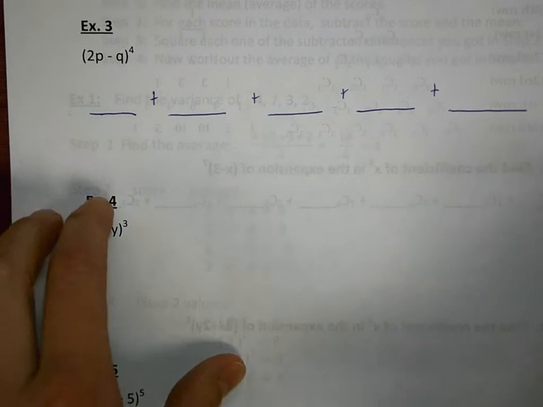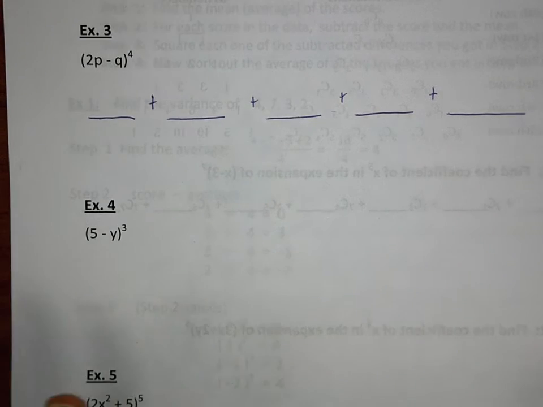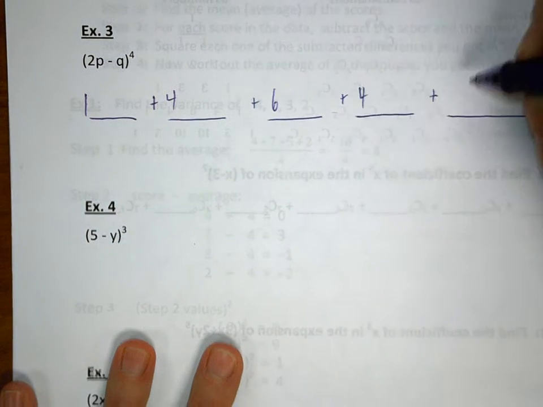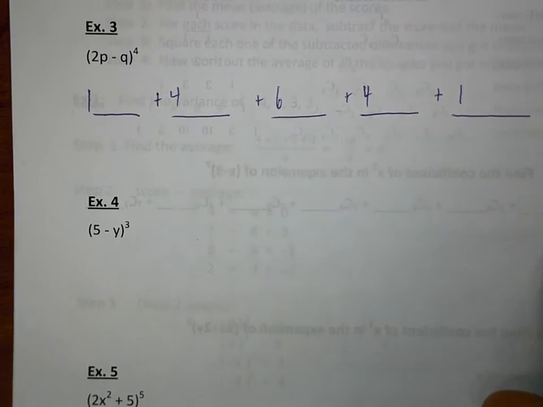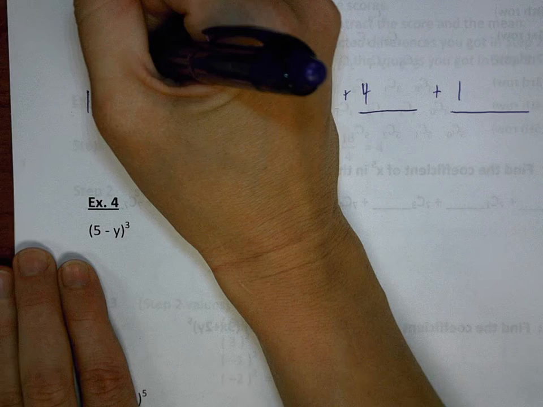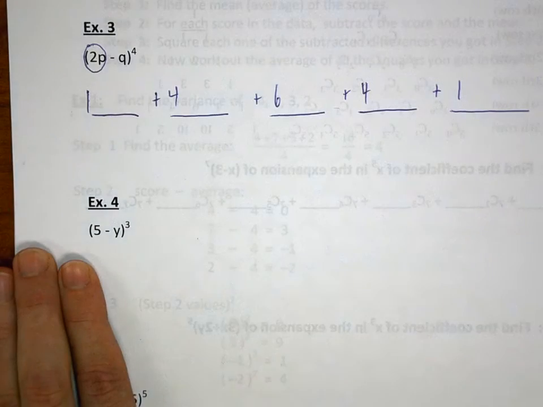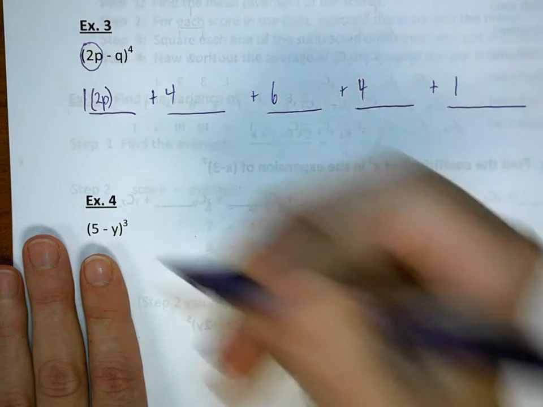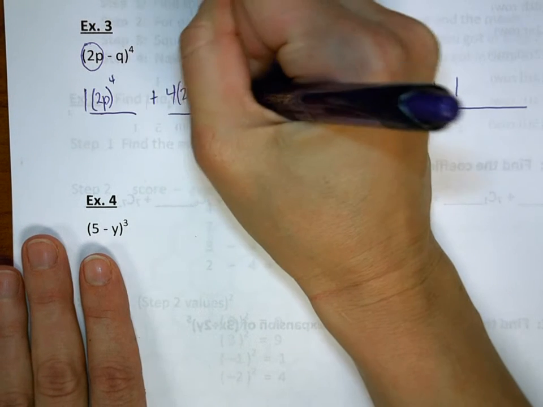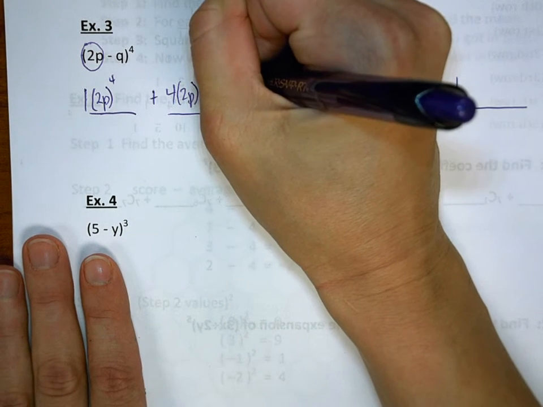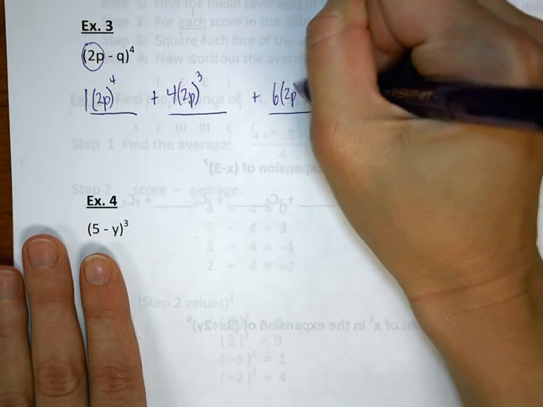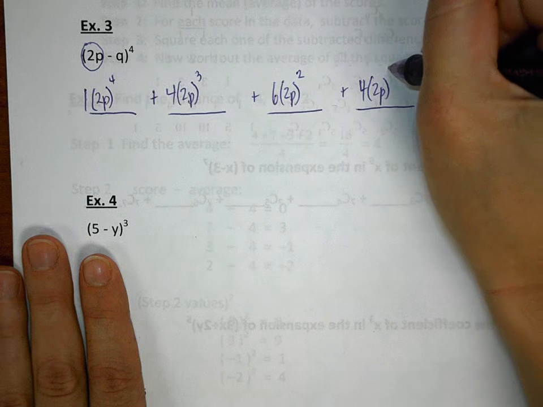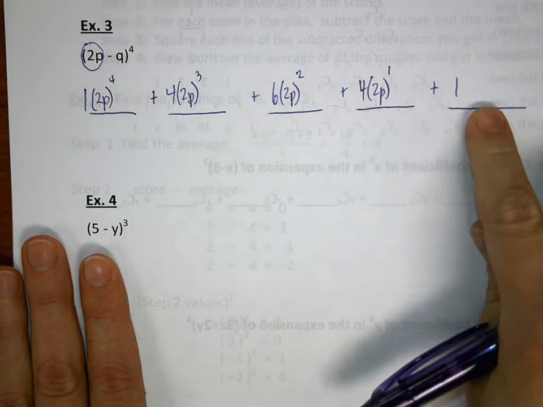Okay? And what's my numbers again for my 4th row? 1, 4, 6, 4. Very good. Okay. Now my A term this time is 2p. Okay? So we have to put that in parentheses, and I'm going to write 2p to the fourth, and then 2p to the third, and 2p to the second, and 2p to the first, and then 2p to the 0, which we don't write.